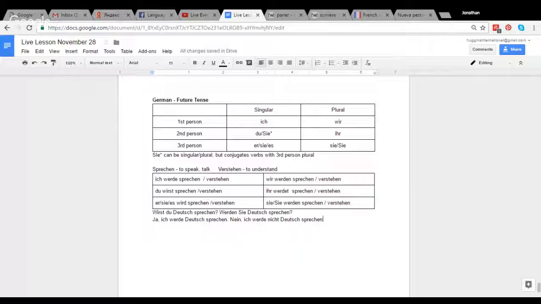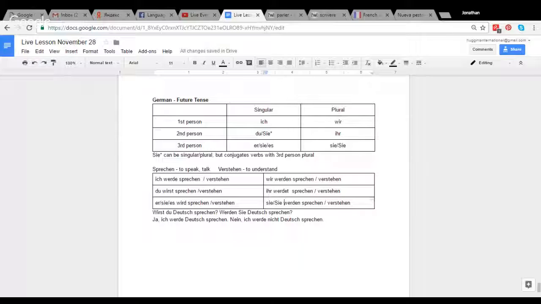Okay, so we're going to take the example here of sprechen and verstehen, and we have the conjugation here: ich werde sprechen, ich werde verstehen, du wirst sprechen, du wirst verstehen, er, sie, es wird sprechen, er, sie, es wird verstehen, wir werden sprechen, wir werden verstehen, ihr werdet sprechen, ihr werdet verstehen, sie werden sprechen, sie werden verstehen.